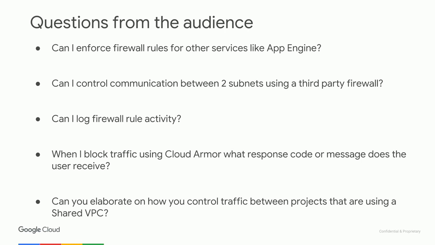And our last one is, can you elaborate on how you control traffic between projects that are using a shared VPC? Yeah, so shared VPC is a way to scale with larger organizations. Typically on-prem, you have network and security functions, so you have network admins, security admins, and then application web admins. Web admins don't necessarily spin up subnets and add firewall rules; a network admin needs to have control over the IPs being used across projects and the security rules being added. So shared VPC enables that.